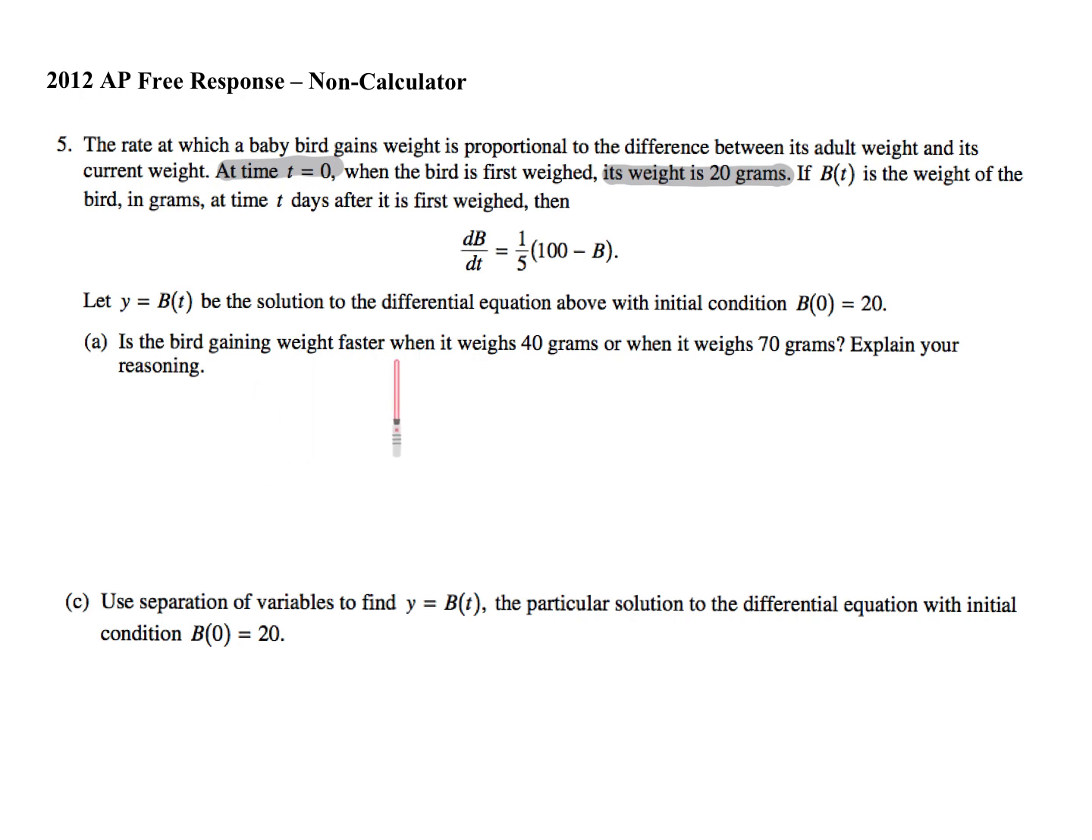Is the baby bird gaining weight faster when it weighs 40 grams or when it weighs 70 grams? This isn't really a Unit 7 topic, but since we're getting close to the AP test, let's practice it. Any ideas what we might want to do to figure that out? How would we figure that out? Yeah, we could just plug it in. Plug what in? Yeah, the 40, because B is the weight. T is the number of days. So could we go find my rate when B is 40 grams versus my rate when B is 70 grams?